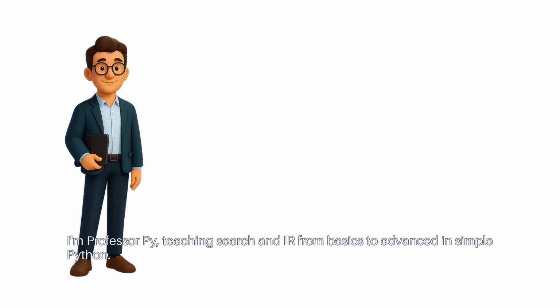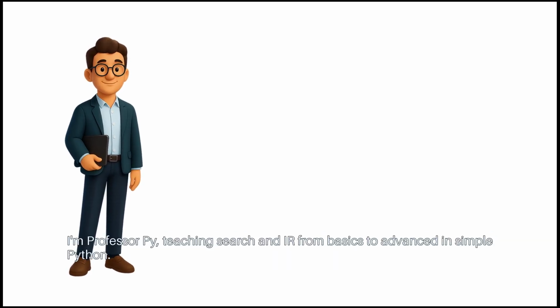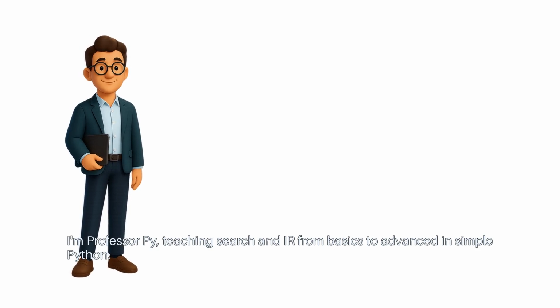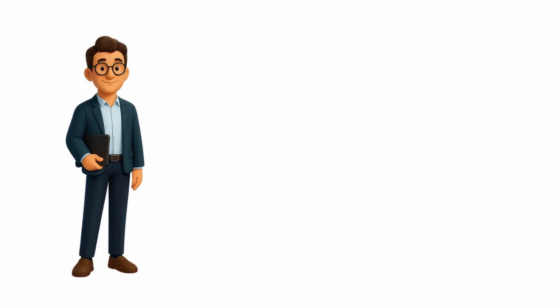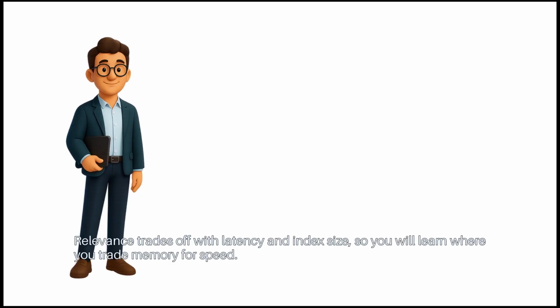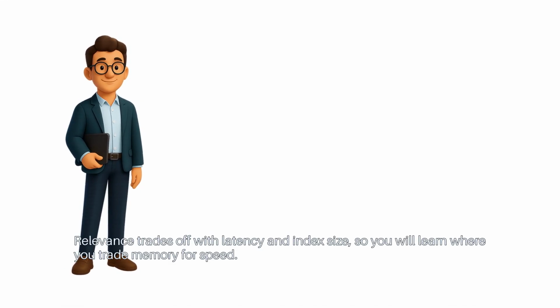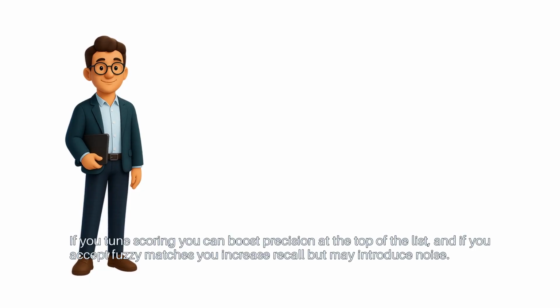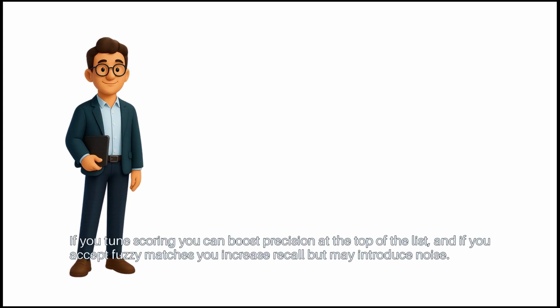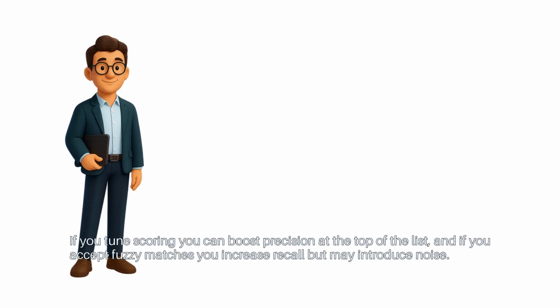I'm Professor Pi, teaching search and IR from basics to advanced in simple Python. Search matters because it optimizes relevance, the measure of how useful the top results are. Relevance trades off with latency and index size, so you will learn where you trade memory for speed. If you tune scoring, you can boost precision at the top of the list. And if you accept fuzzy matches, you increase recall, but may introduce noise.